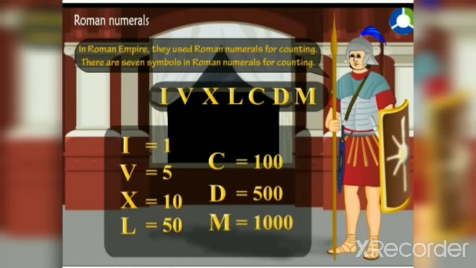Letter I stands for 1 in Roman numerals. Letter V stands for 5. Letter X stands for 10. Letter L stands for 50. Letter C stands for 100. Letter D stands for 500 and letter M stands for 1000 in Roman numerals.